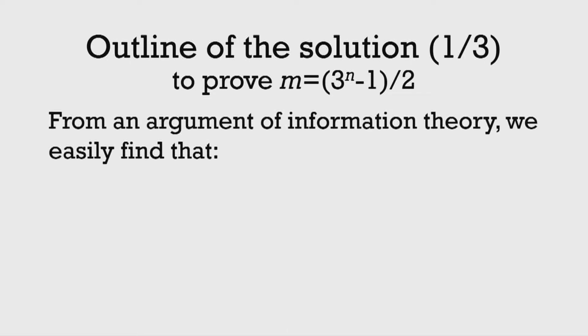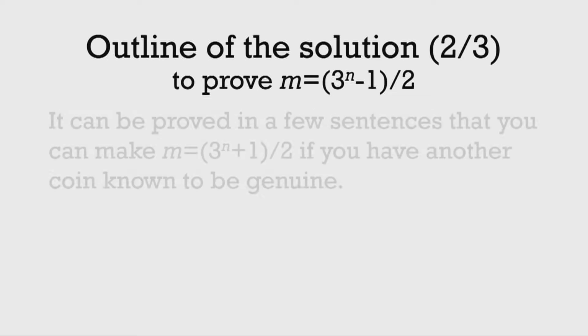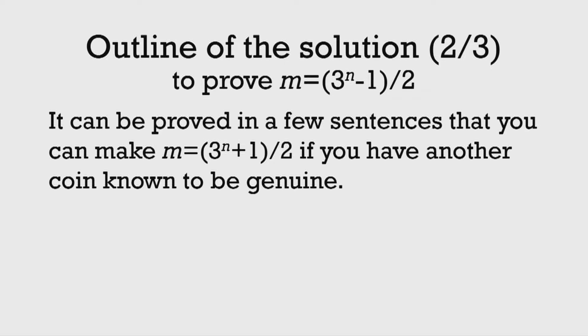From an argument of information theory, we easily find that M is less than or equal to (3 to the power of n plus 1) over 2. In the most tricky part of this solution, it can be proved in a few sentences that you can make M equal to (3 to the power of n plus 1) over 2 if you have another coin known to be genuine when you start. But we don't have any coins apart from the original group.